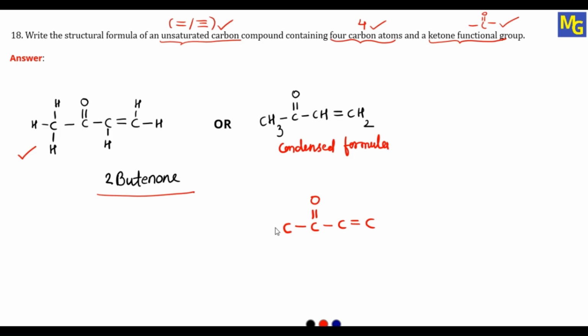Now all the remaining bonds should be written with hydrogen atoms. Carbon has tetravalency, carbon should have 4 bonds. So here we'll write H, this is one more H, this is one more H.